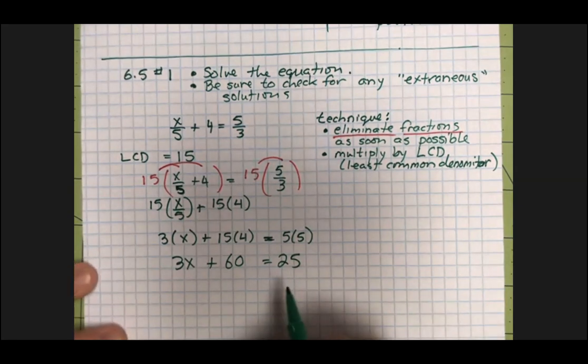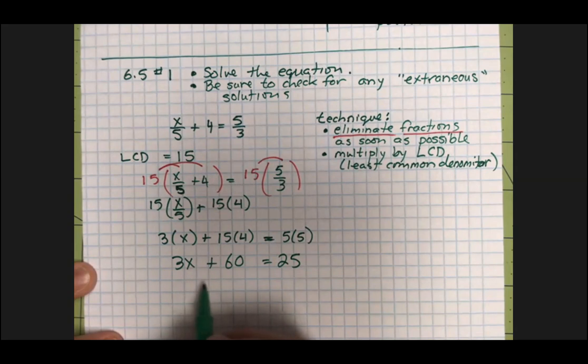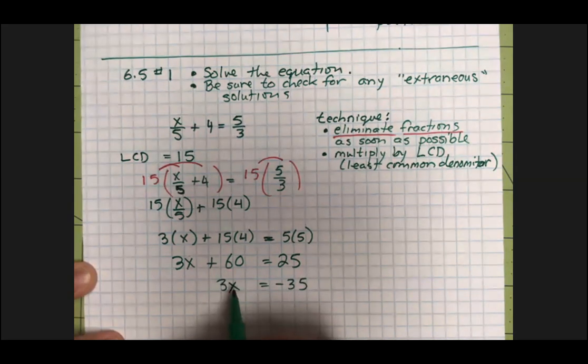Okay, so now I just solve this for x as I would ordinarily from early first week of class maybe. Subtract 60 from both sides. 3x is minus 35. X is minus 35 over 3.